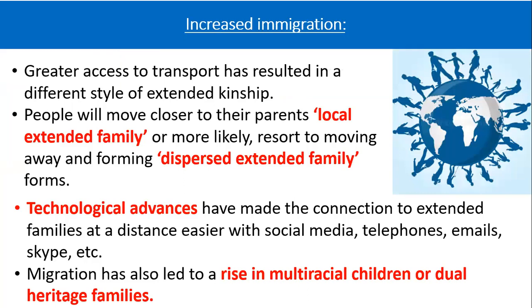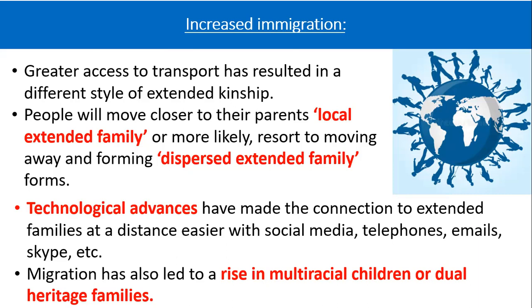And then we've got increased immigration. Because of this greater access to transport, it's resulted in different styles of family. So there's been different types of extended kinship. No longer are people living in local extended families where you might live down the road from your aunts, uncles, grandparents, parents. Because of technological advances, things like social media, telephones, emails, Skype, Zoom, it's led to more dispersed extended families. So extended families that you're connected to from a distance.